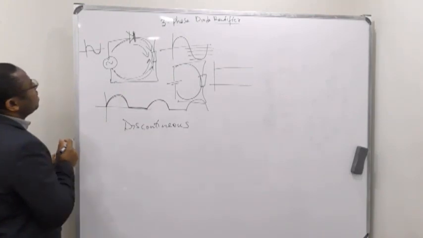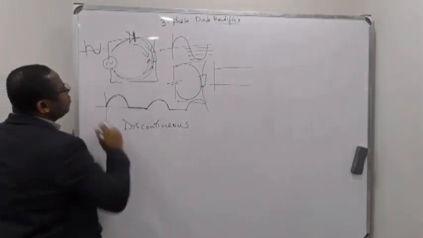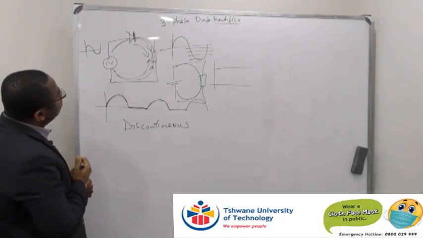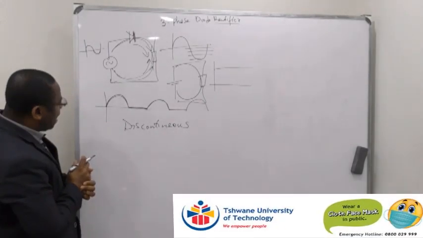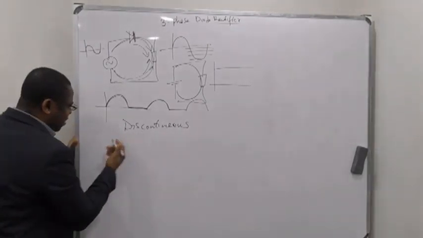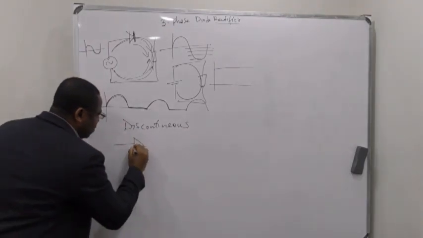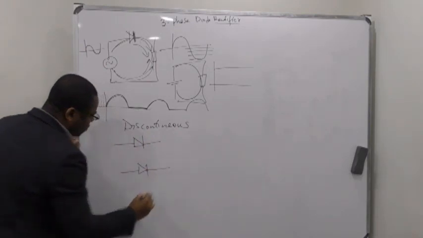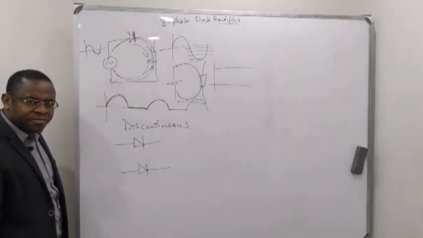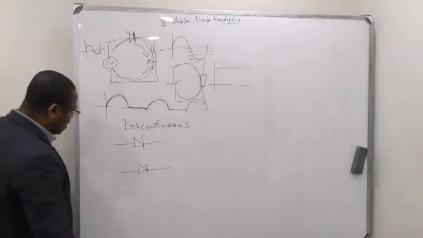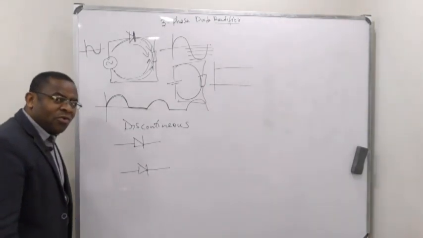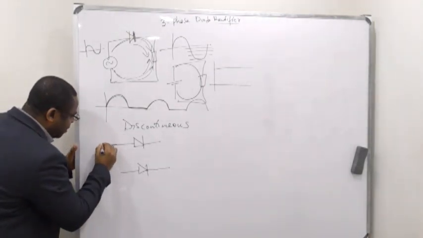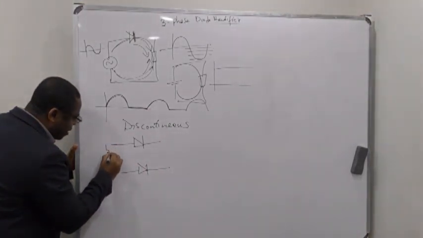Let's see how we can do that. Let's use two diodes, diode 1 and diode 2. But for me to use two diodes, what do I do? What we have to do now is look for a transformer, a center tap transformer. Let's have a look like that.